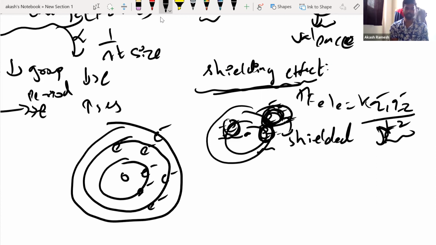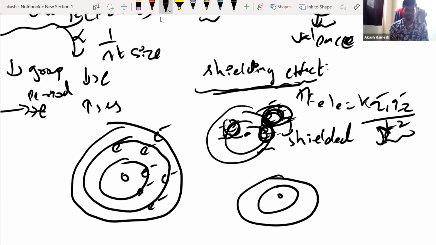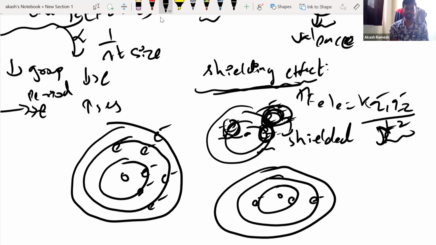Say another scenario I give you. There is a nucleus, first shell, second shell, third shell. The first shell again has the same 2 electrons. Now say the second shell has 8 electrons, like how it's normally there: 1, 2, 3, 4, 5, 6, 7, 8. And there is 1 electron in the third shell.